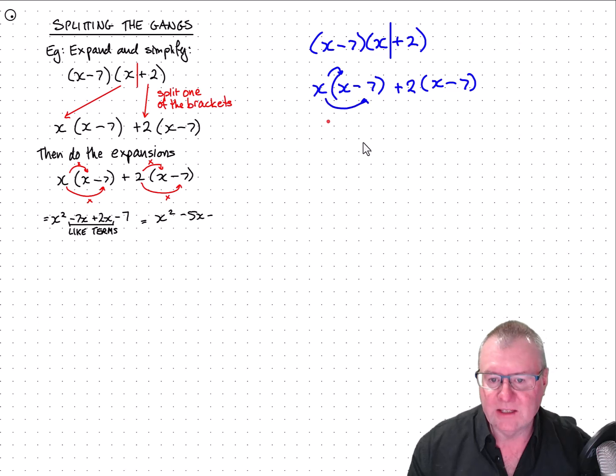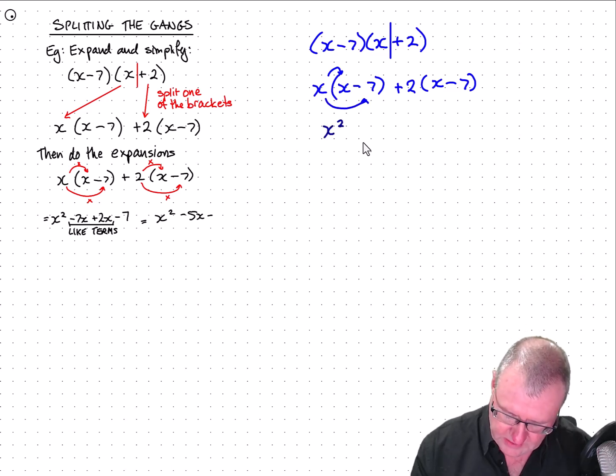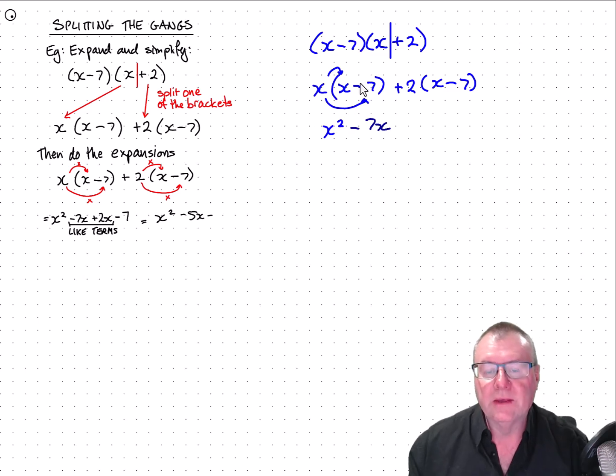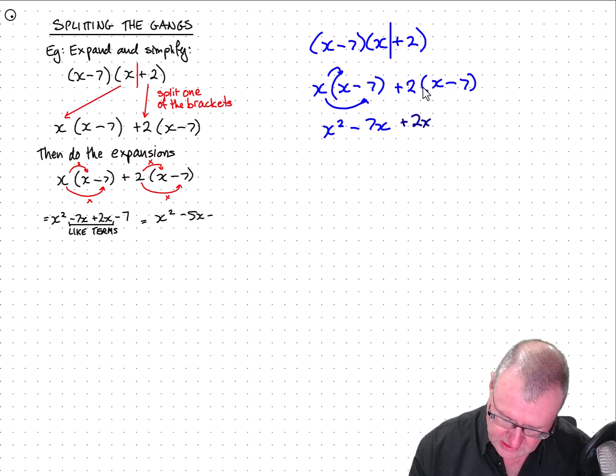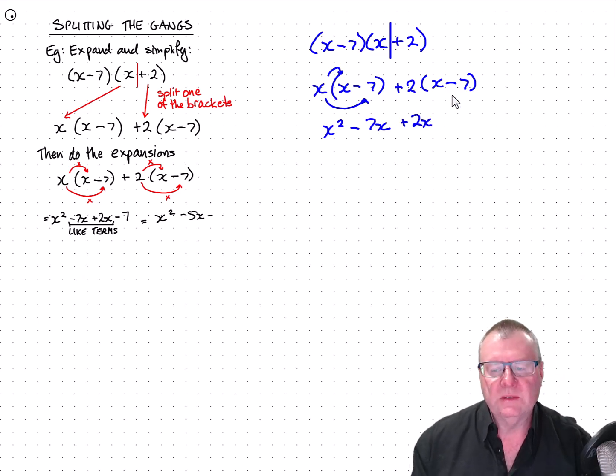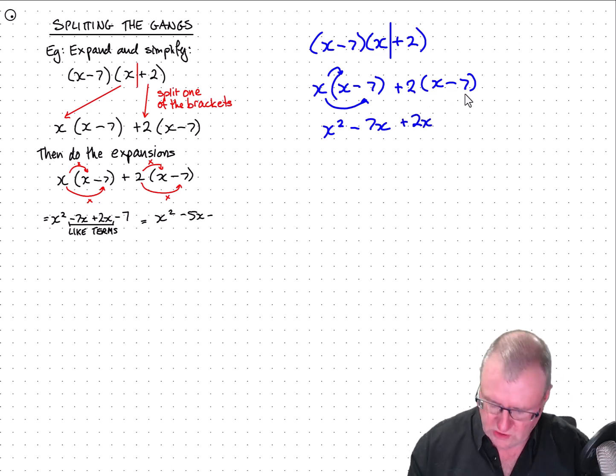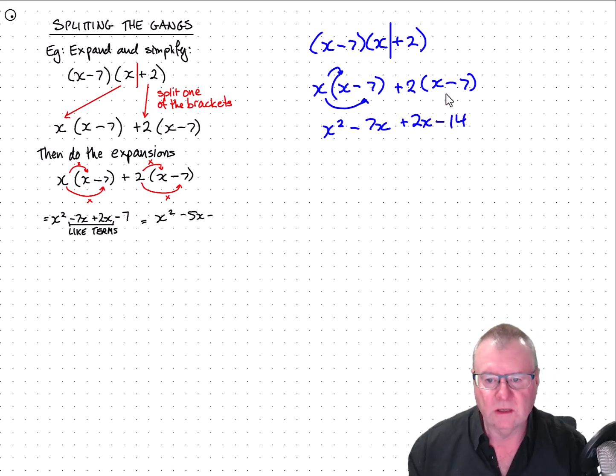So let's do it. x times x gives me x squared. x times negative 7 gives me negative 7x. And then I'm going to repeat the process for the second half. Plus 2 times x gives me a positive 2x. Plus 2 times negative 7. Well, let's do the numbers first. 2 times 7 is 14. And I can see it's a positive and a negative, so that will give me a negative result.